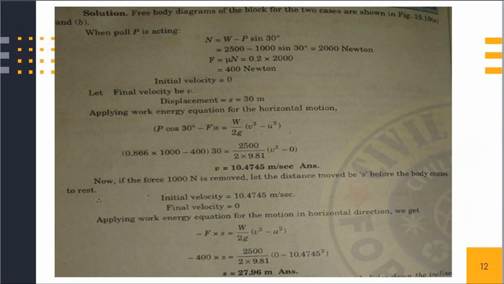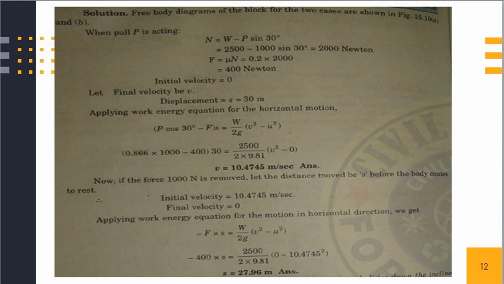Free body diagrams of the block for two cases are shown in figure A and B. Now considering case A, when pull P is acting, applying summation Fy is equal to 0, we get N is equal to 2000 Newton. Since we know that F is equal to mu into N, we get F is equal to 400 Newton. Since the body starts from rest, the initial velocity is 0, and let V be the final velocity of the body. Displacement S is equal to 30 meter.